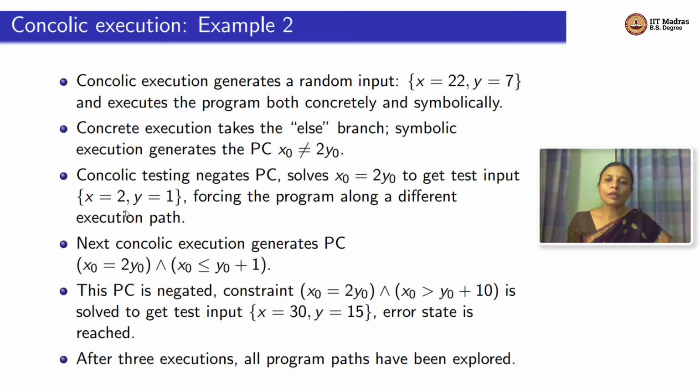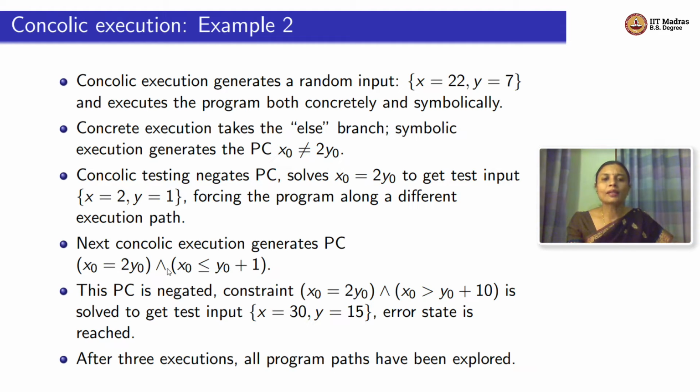Whatever path constraints it generates, concolic execution works by flipping the path constraint. That is, negate the path constraint, take the reverse of the path constraint. If it took the else branch, now negate it to make it take the then branch, and vice versa. This will force the program to go on a different execution path. Now concolic execution will test the next if statement. So it will test for the path constraint x naught is 2y naught and x naught is less than or equal to y naught plus 10. This is one more path constraint.